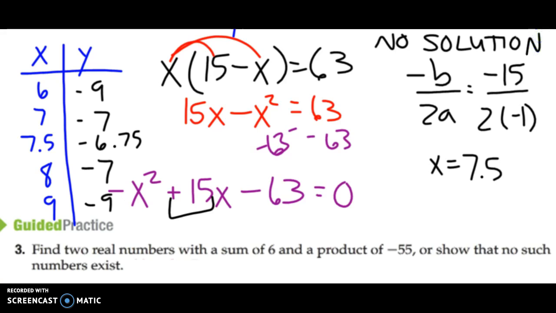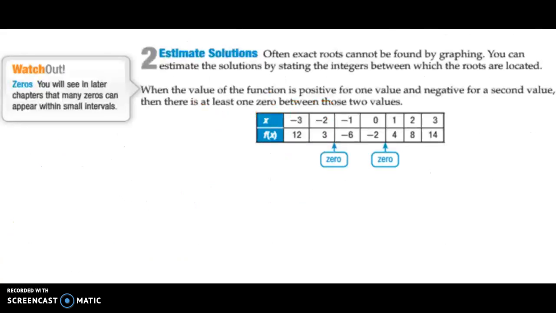Here is a guided practice problem on the bottom. Try that one now. Now, something that's rather interesting is that if you're looking at a table and you see that it goes from a positive y to a negative y, a 0 is going to occur between those. And so that actually makes it easier trying to figure out where some zeros might occur.